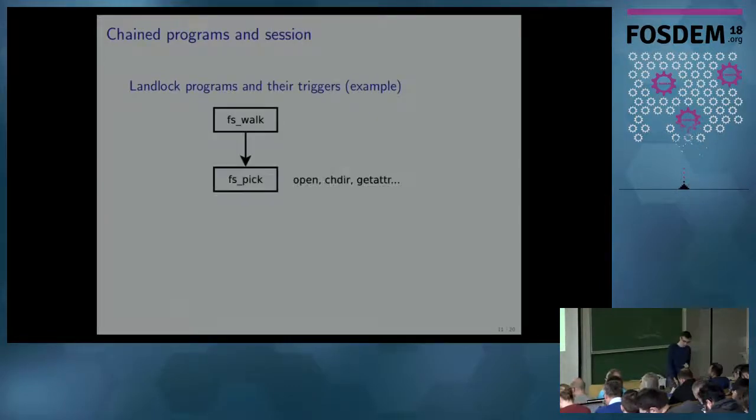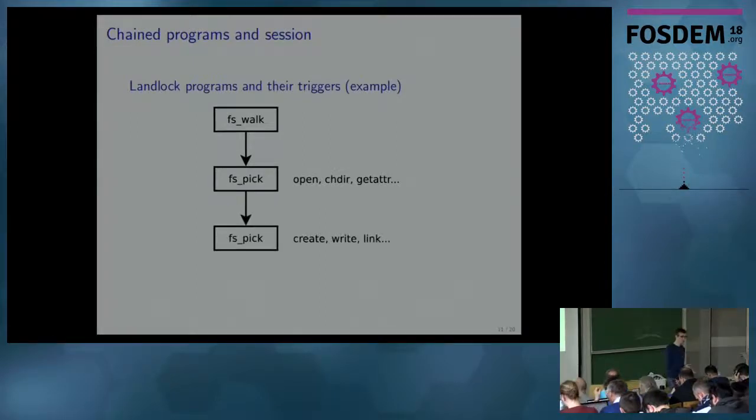And in this example, I chained an fspick program with the fswalk one. The fspick program is dedicated to evaluating, to allow the access or not, to the leaf of a file path, so usually a file. And you can then add some triggers to only trigger this program for a subset of actions. In this example, open, changing directory, and getting attributes. So I created a subset of triggers which are related to read-only actions.